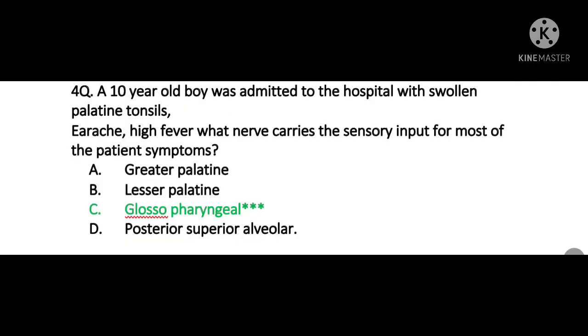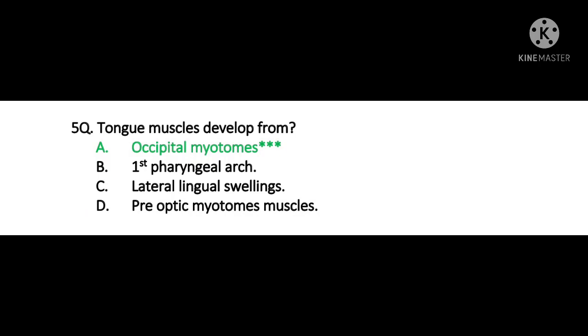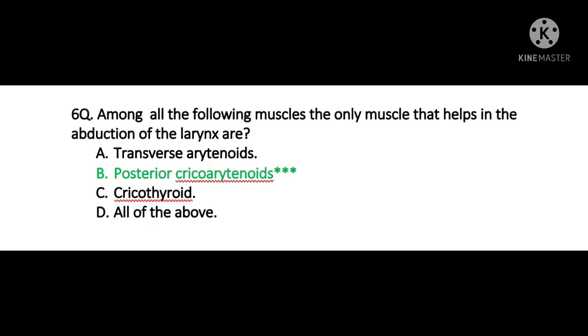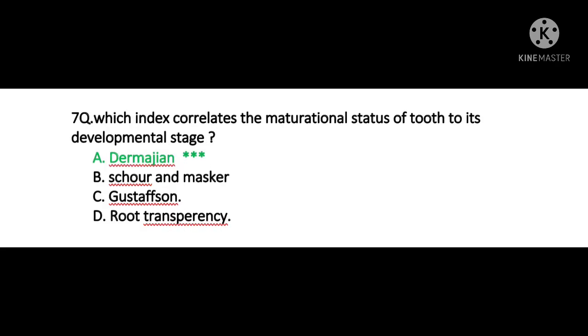A 10-year-old boy was admitted to the hospital with swollen palatine tonsils, earache, high fever. The nerve that carries the sensory input is the glossopharyngeal nerve. Tongue muscles develop from occipital myotomes. Among the following muscles, the only muscle that helps in abduction of the larynx is the posterior cricoarytenoid.